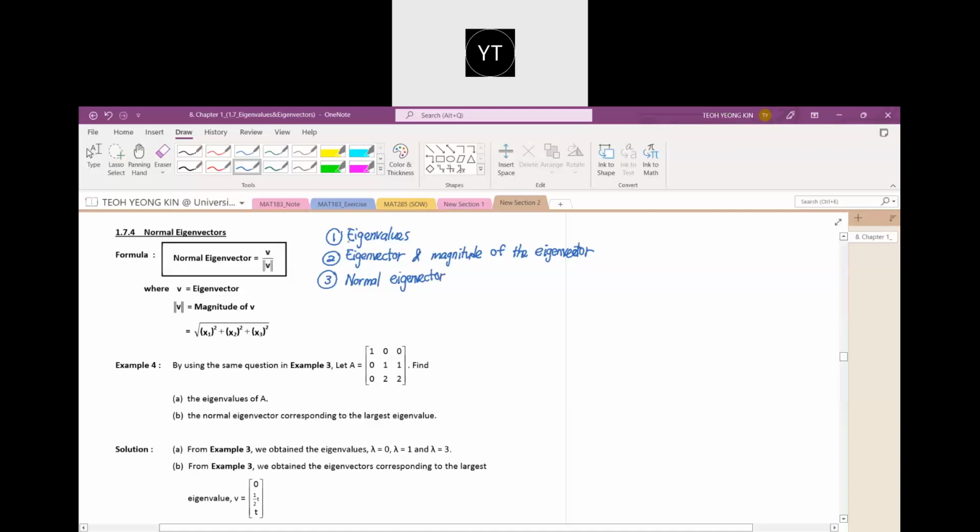In order to find the normal eigenvector, first we need to find the eigenvalue. Then we have to find the eigenvector and the magnitude of the eigenvector. Then finally, we can find the normal eigenvector. So we have 3 steps in order to find the normal eigenvector, and we will use this formula for the normal eigenvector.